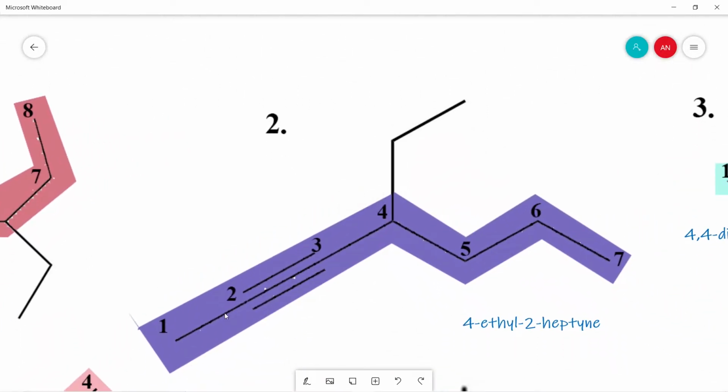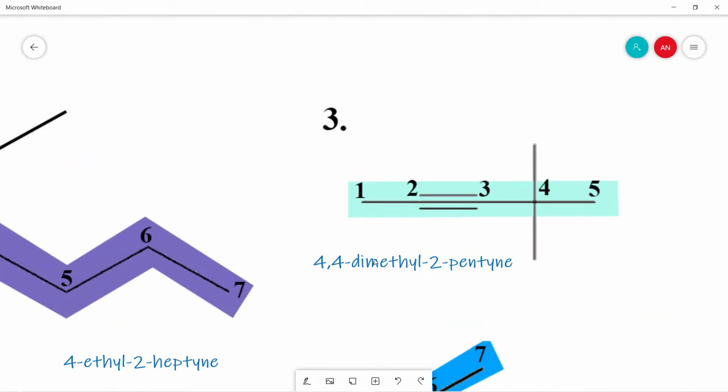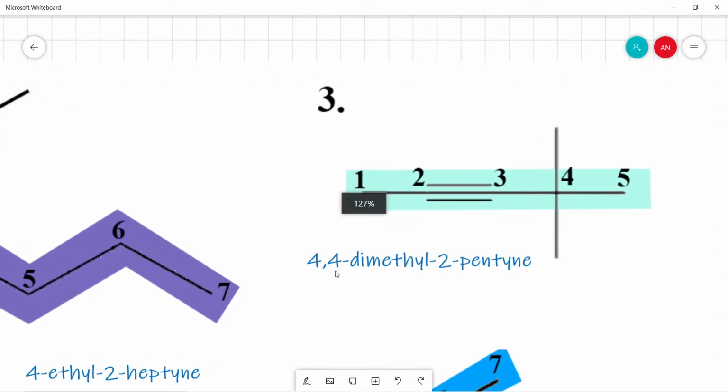Alright. Now moving towards the next one, this is heptyne, as it contains 7 carbons along with the triple bond, and there is an ethyl radical on the fourth carbon, so 4 ethyl 2 heptyne. Very easy. Similarly, we have named this compound too, and here it is, 4,4 dimethyl 2 pentyne.